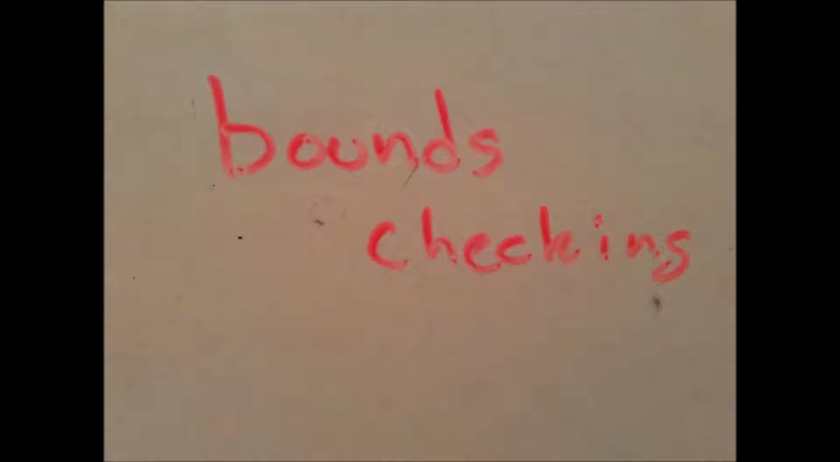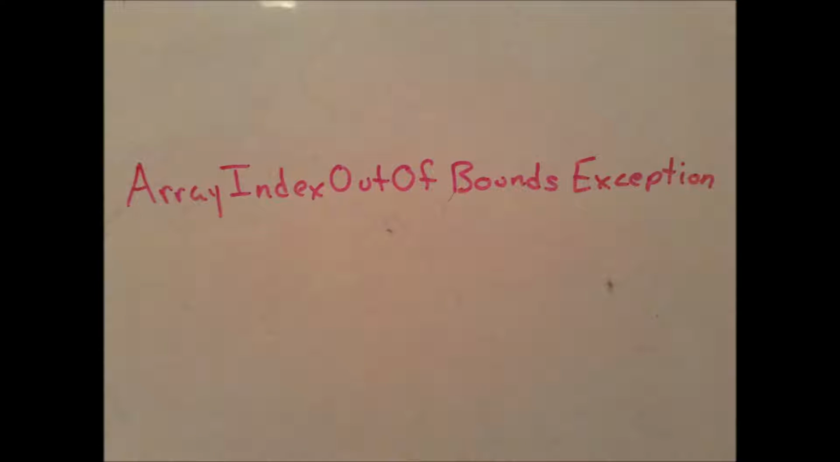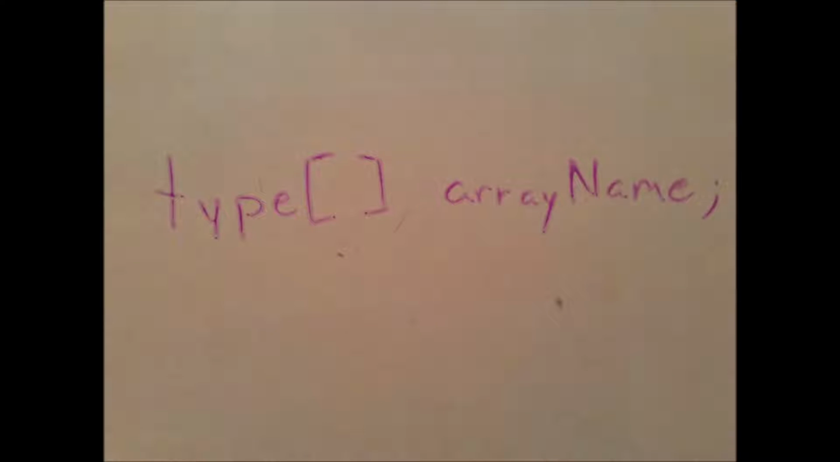Whenever a reference to an array element is made, the index must be greater than or equal to 0 and less than the size of the array. If the index is not valid, the exception ArrayIndexOutOfBoundsException is thrown. Array declarations look like this. This tells the compiler that arrayName will be used as the name of an array containing type.